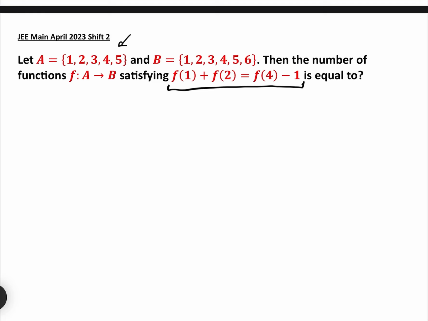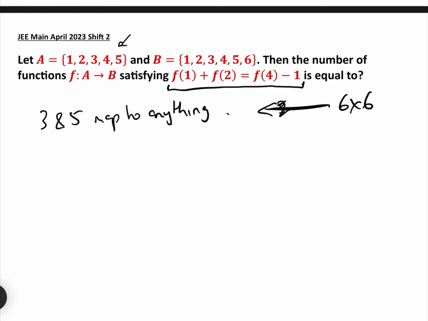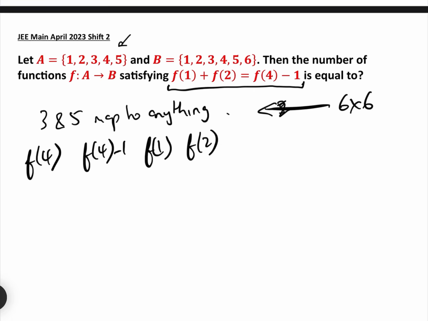Okay, so we have to find the number of functions. The first thing we should notice is that 3 and 5 can both map to anything because they're not included in our constraint. So therefore we know that 3 can map to 6 different things and 5 can map to 6 different things. So between them, that's going to be 6 times 6 possibles. Now we only have to look at f of 4. So let's have a look at f of 4, and f of 4 minus 1, and then let's have a look at f of 1 and f of 2.